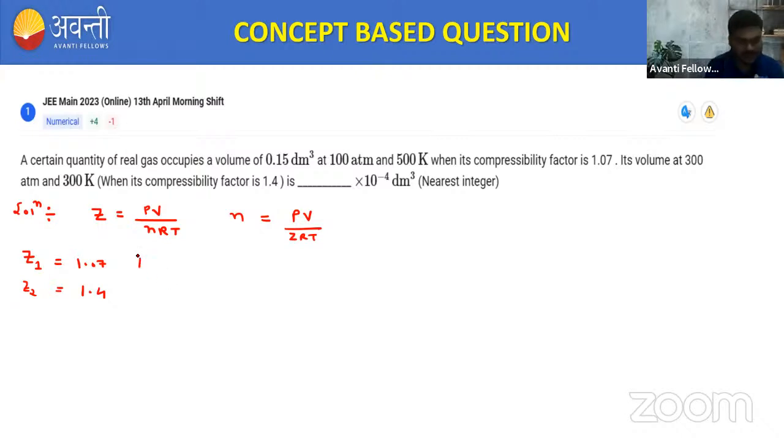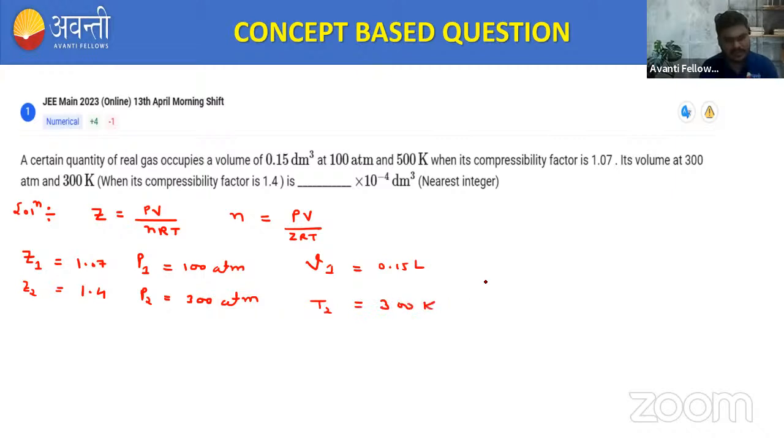P1 is also given. P1 is given 100 atm. P2 is 300 atm. V1 is given, 0.15 liter. T2 is given, 300 Kelvin. T1 is also given, 500 Kelvin.